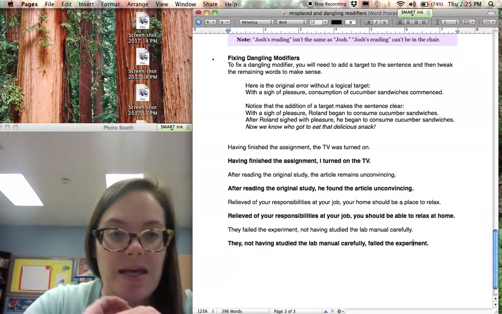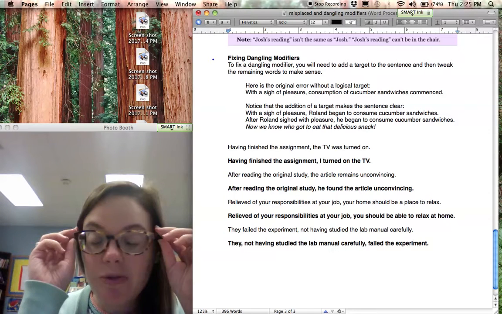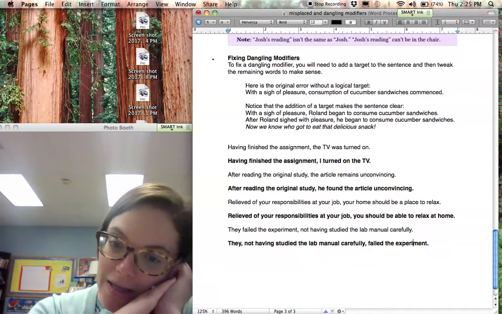Alright, so hopefully we know what dangling and misplaced modifiers are. We'll do some more practice with this tomorrow, and let me know if you have any questions.